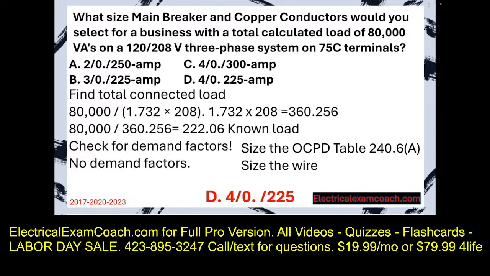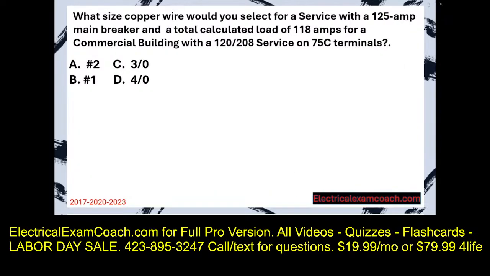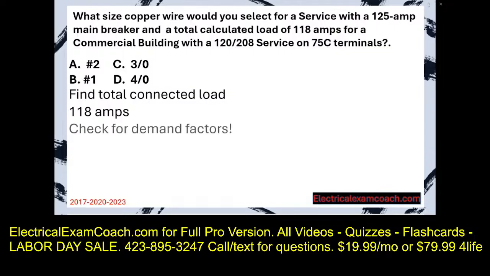Let's get to it. What size copper wire would you select for a service with a 125 amp main breaker and a total connected load of 118 amps on a commercial building with a 120/208 service on 75 degree C terminals? Step 1, we're going to find our total connected load. In this case, they give it to us. It's 118 amps, but we must check for demand factors. In this case, there are no demand factors, so we're going to carry on.